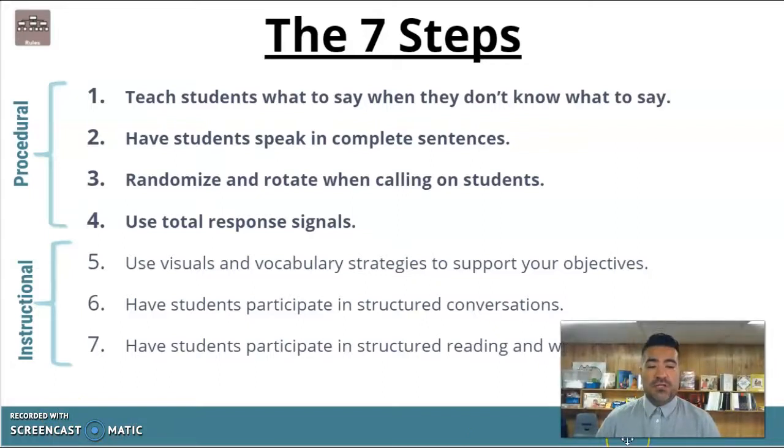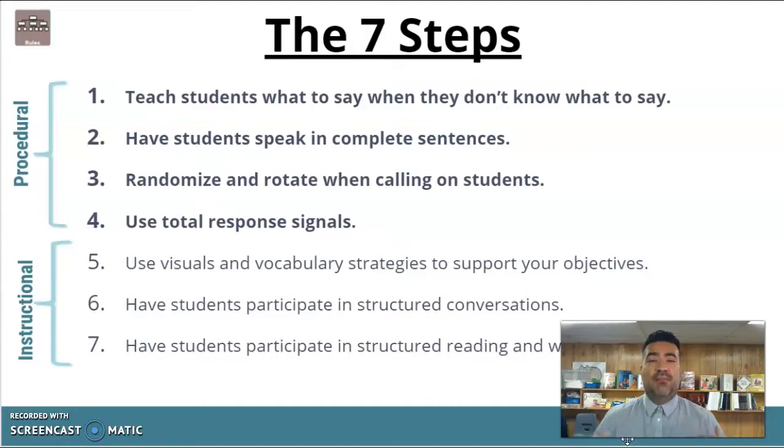Now remember teachers, these first 4 steps are procedures. You're going to need to teach them on a constant, consistent basis. This is what you do from day one. You will have that poster on your wall. You will have sentence stems ready. Students will feel comfortable knowing that if they don't know, they can look at that poster.